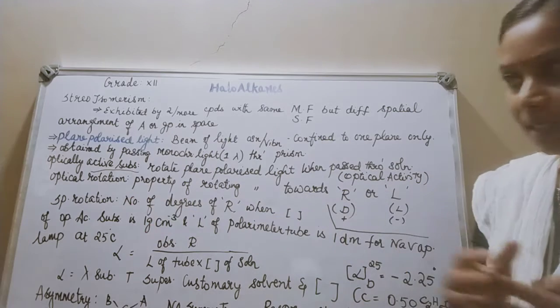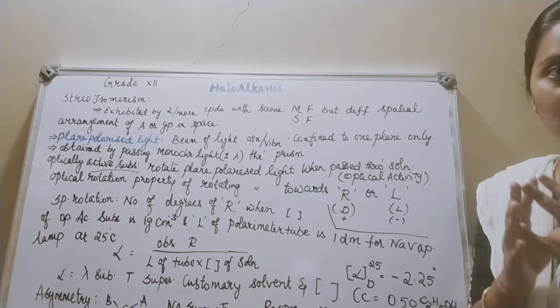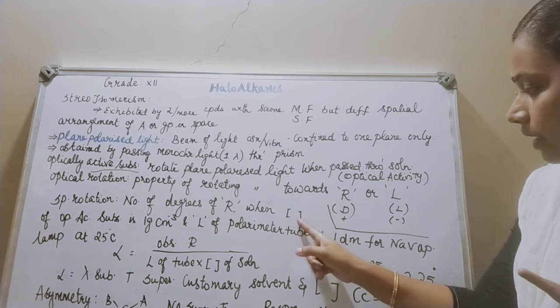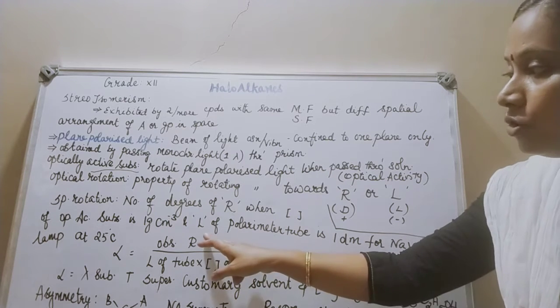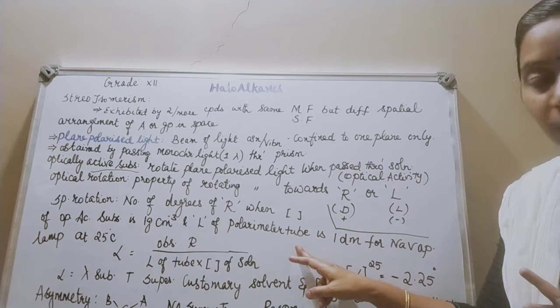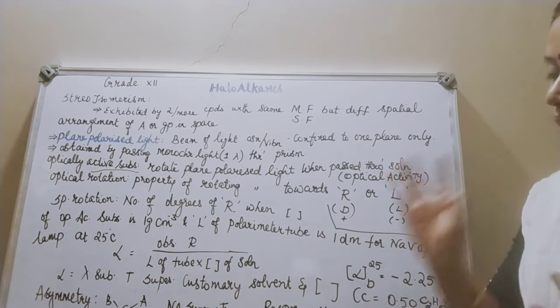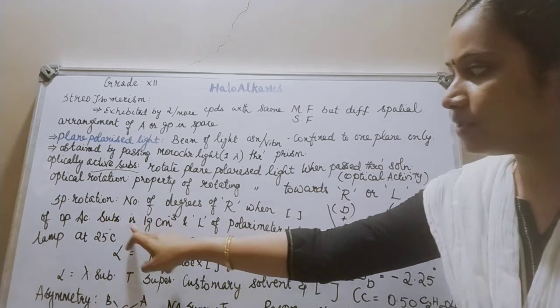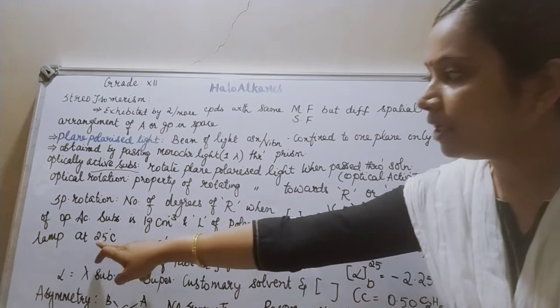Specific rotation is nothing but the number of degrees of rotation. How many degrees of rotation are you getting, and from where? You should get it from a sodium vapor light. Then what should be the length of the polarimeter tube? The length of the polarimeter tube should be 1 decimeter. And the concentration of that optically active substance should be 1 gram per centimeter cube. What is the required temperature?